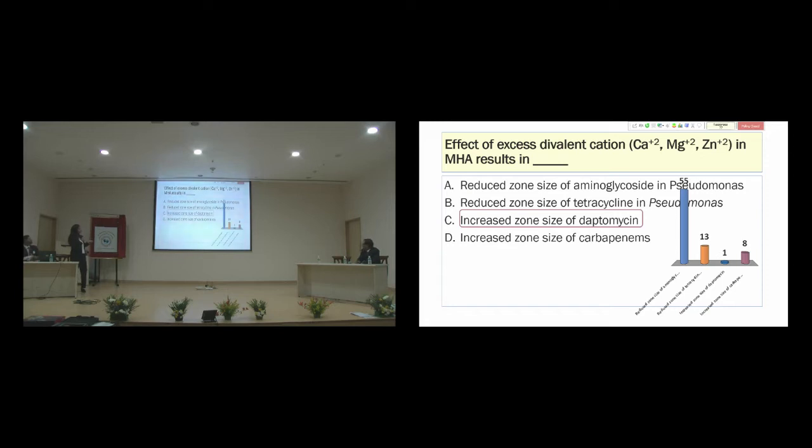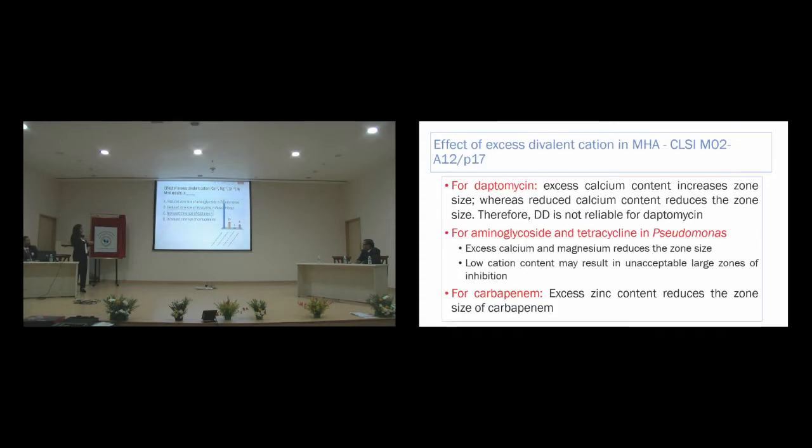The calcium ion has a very important action on daptomycin. So coming to the explanation here, for daptomycin, excess calcium content in the Mueller-Hinton agar increases the zone size, whereas reduced calcium content decreases the zone size. This is the importance of calcium ion adjustment in the Mueller-Hinton agar.